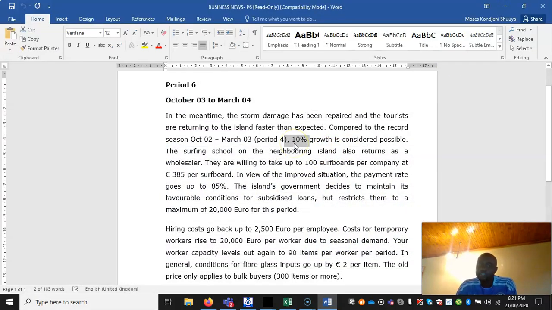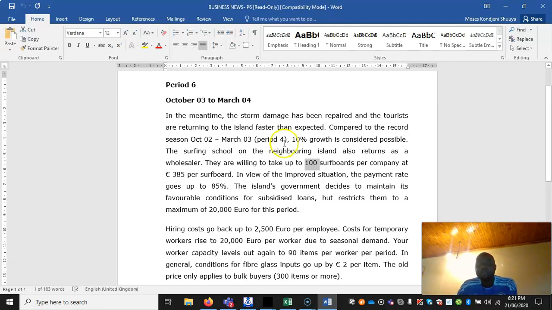So it's good news. The market is going up by 10%, but compared to period 4 demand, which means take the potential sales for period 4 and increase by 10%. The surf school is back, as a wholesaler wants to buy from you 100 surfboards this time at this price of 380. Like I always say, this 100 is not coming from the shop, so you have to produce for them.